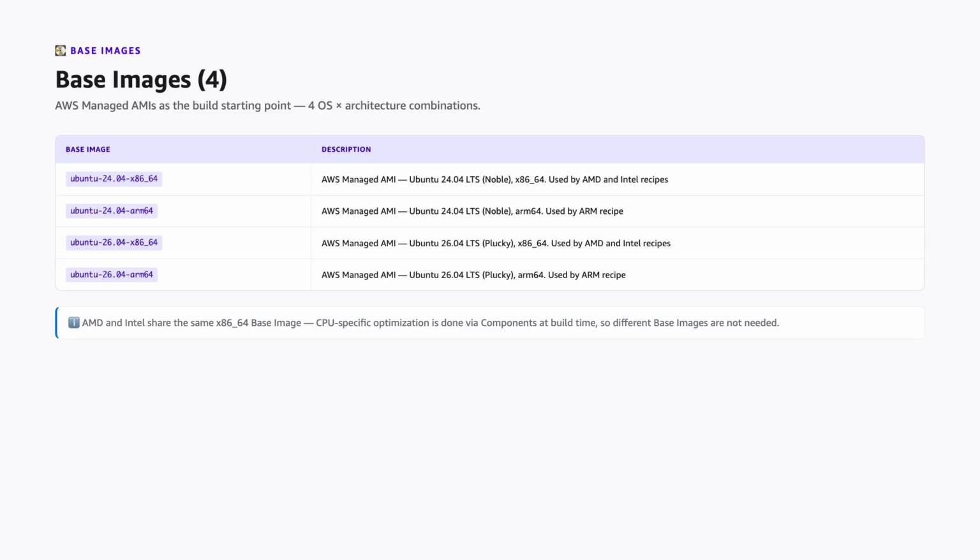The x86-64 images are noble. The 2604 line is the anticipated plucky release. Here's a subtle but important point. AMD and Intel both run on x86-64, so they share the very same base image. We do not need a separate AMD base and an Intel base, because the CPU-specific optimization happens later, through components, at build time. That's a direct consequence of how Image Builder layers components on top of a base image, and it's why 4 base images are enough to feed 6 recipes.